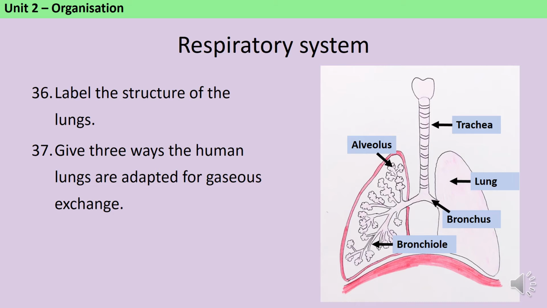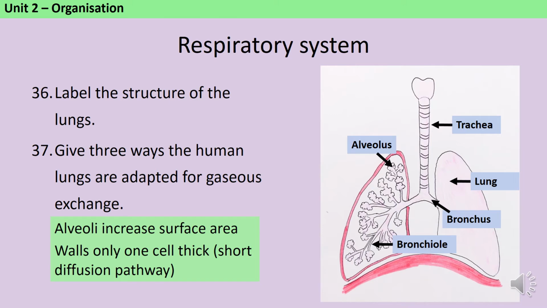The human lungs are adapted by having those alveoli, which increase the surface area, by having only a single cell thick in the walls of those alveoli, so the diffusion pathway for oxygen and carbon dioxide is minimised as much as possible, and also by having a very, very good blood supply because there are lots and lots of capillaries.